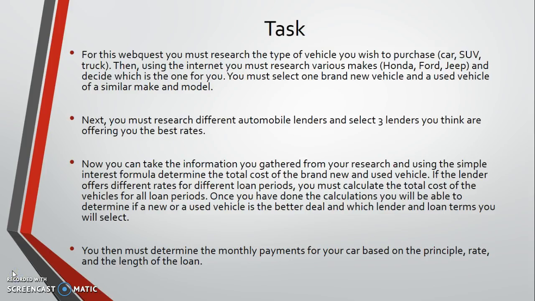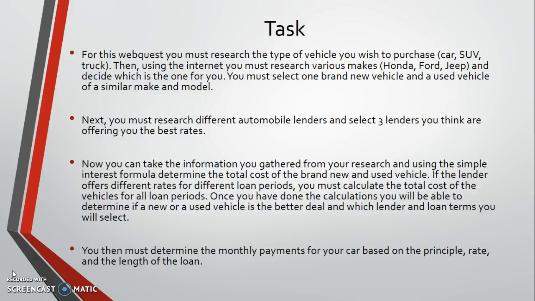For this Webquest, you must research the type of vehicle you wish to purchase. Then, using the internet, you must research various makes and decide which is the one for you. You must select one brand new vehicle and a used vehicle of a similar make and model. For example, if you like the 2005 Honda Civic, but aren't a fan of the body style changes that they've made in their new model, you would look for a similar sedan, like the 2016 Toyota Camry.